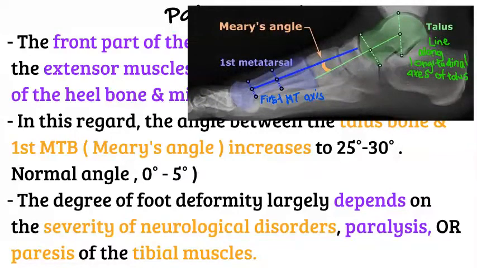This X-ray shows the Meary angle or the lateral talus first metatarsal angle to identify the apex of deformity in patients with pes cavus and pes planus on lateral weight-bearing radiograph. It is an angle between a line drawn along the longitudinal axis of the talus, the mid-talar axis, and the first metatarsal.